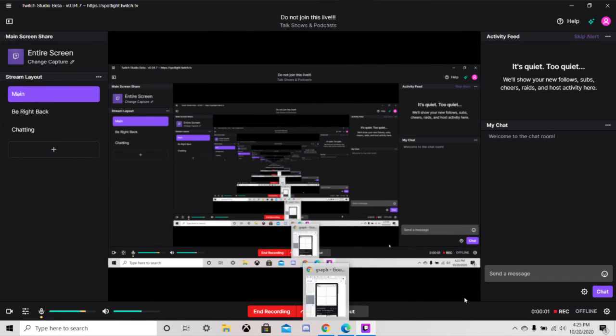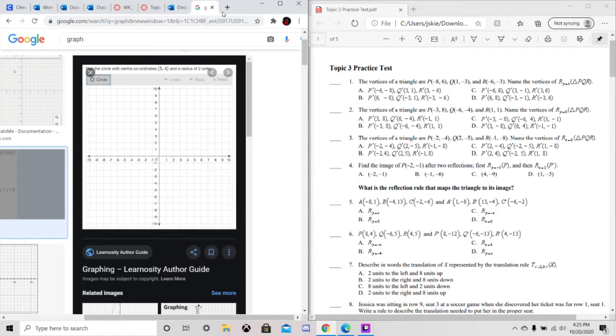Alright, so this is how you're going to do it. So that's the graph, that's what you're going to use for some problems on the test.